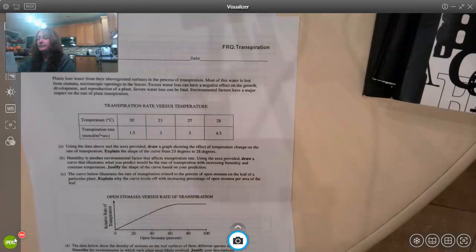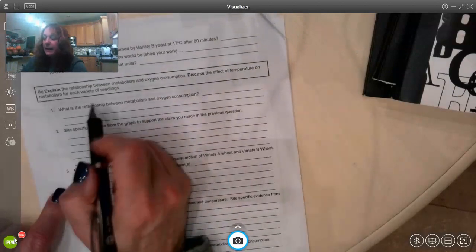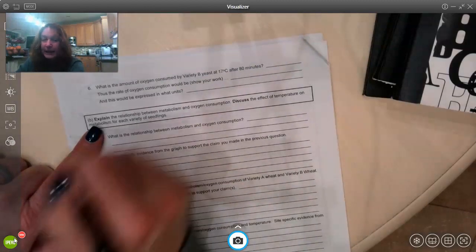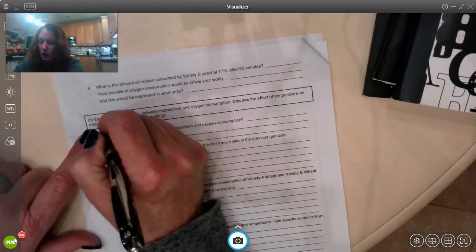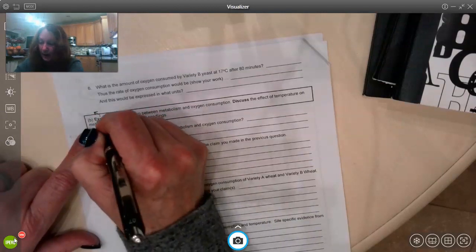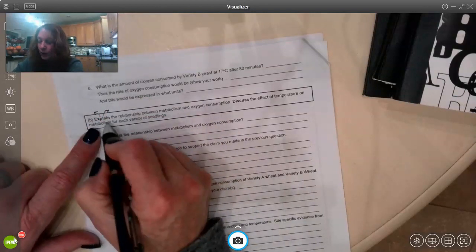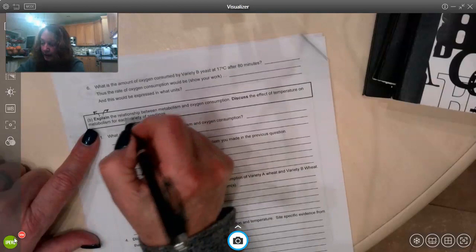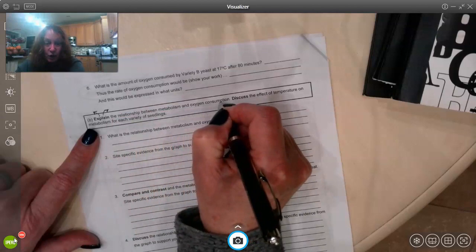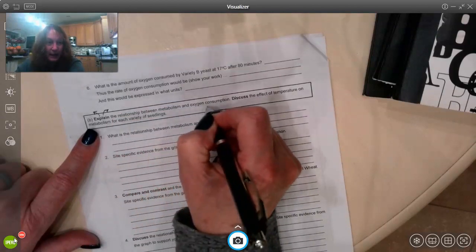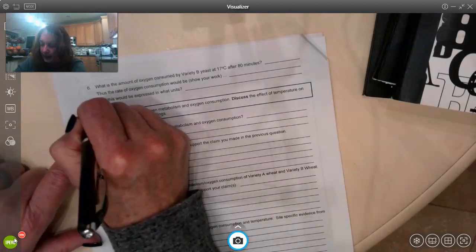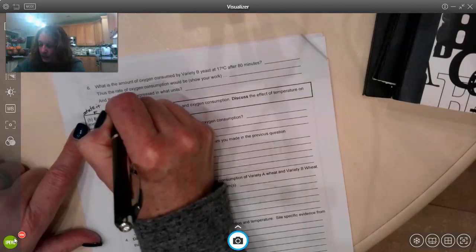So B is explain. Let's be really clear what explain is. Explain has two parts. So it's why does it matter? Like, what are we talking about? And why does it matter? So explain the relationship between. So the first thing you're going to do is give this relationship and then say why it matters. Okay? So you're going to state it and then why it matters.